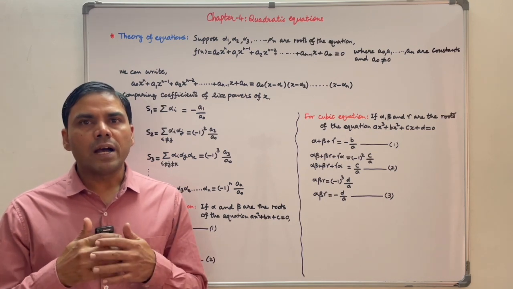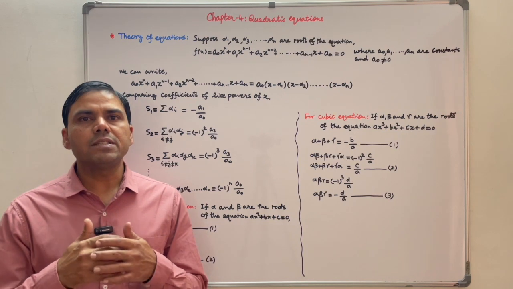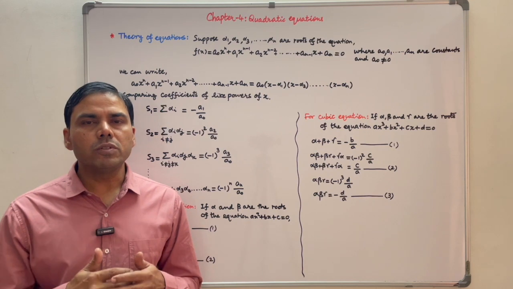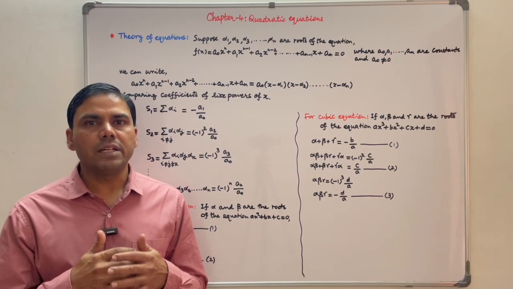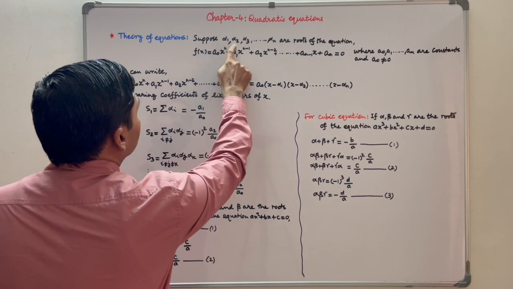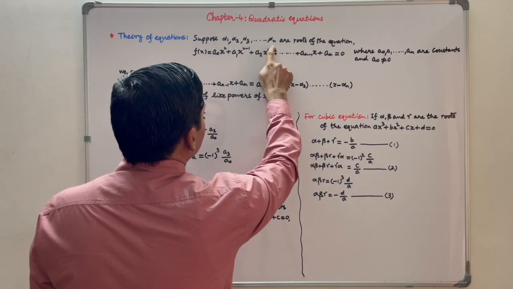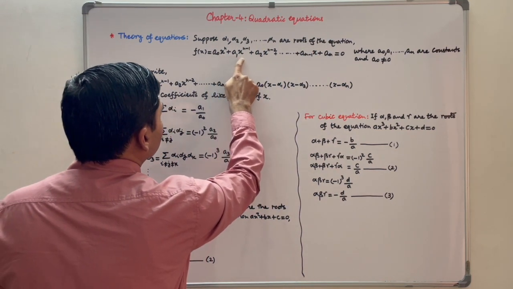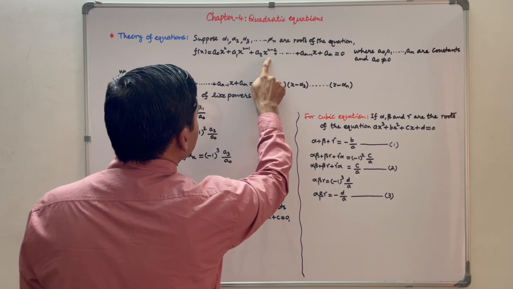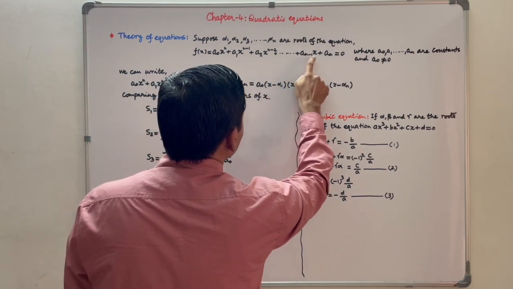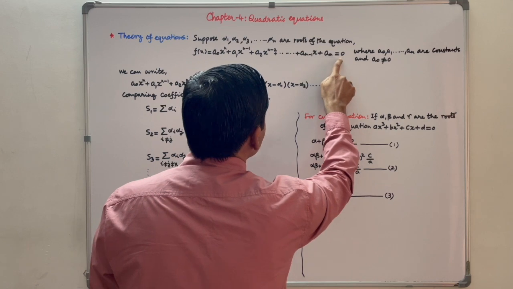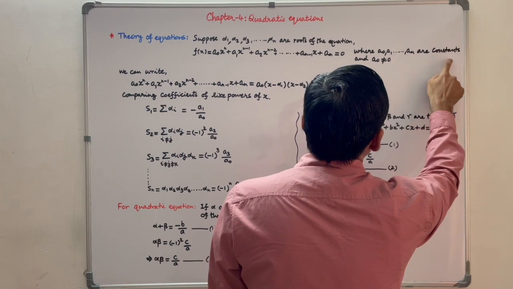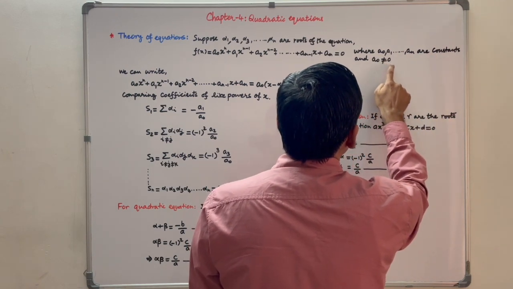Let us talk about theory of equations. To get the roots of higher order equations, for example, cubic equations, biquadratic equations, and so on, we need to know theory of equations. Even the roots of a quadratic equation are derived from theory of equations. Suppose alpha 1, alpha 2, alpha 3, and so on up to alpha n are roots of the equation a0 x to power n plus a1 x to power n minus 1 plus a2 x to power n minus 2 plus and so on up to an minus 1 x plus an is equal to 0, where a0, a1, a2 and so on up to an are constants and a0 is not equal to 0.